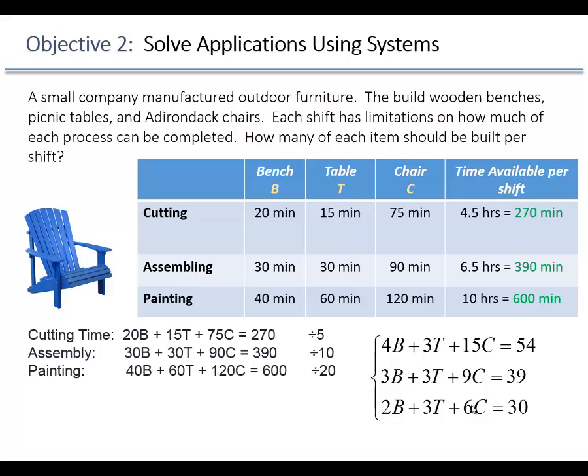But if you do solve, you should get B equals 3, T equals 4, and C equals 2. Which means the company should make 3 benches, 4 tables, and 2 chairs during each shift. And that is the end of that.